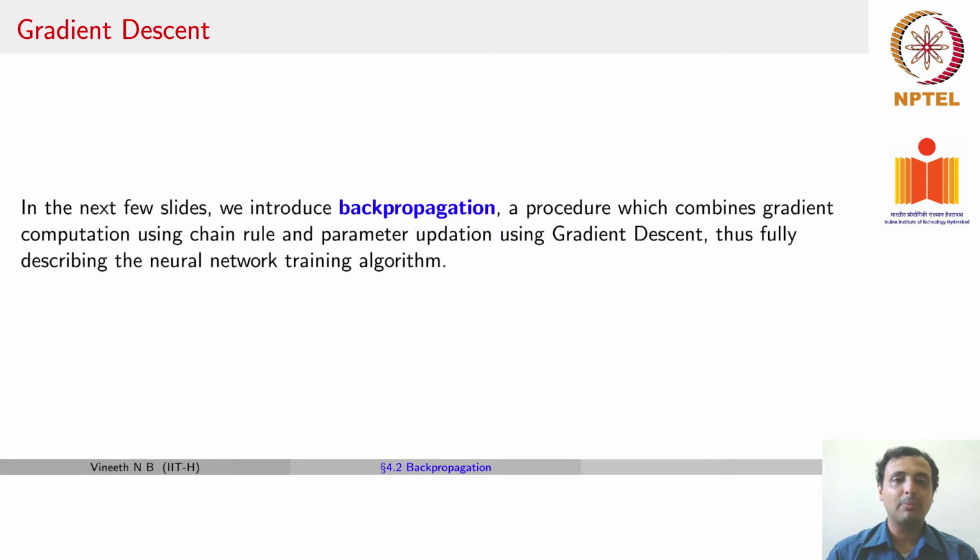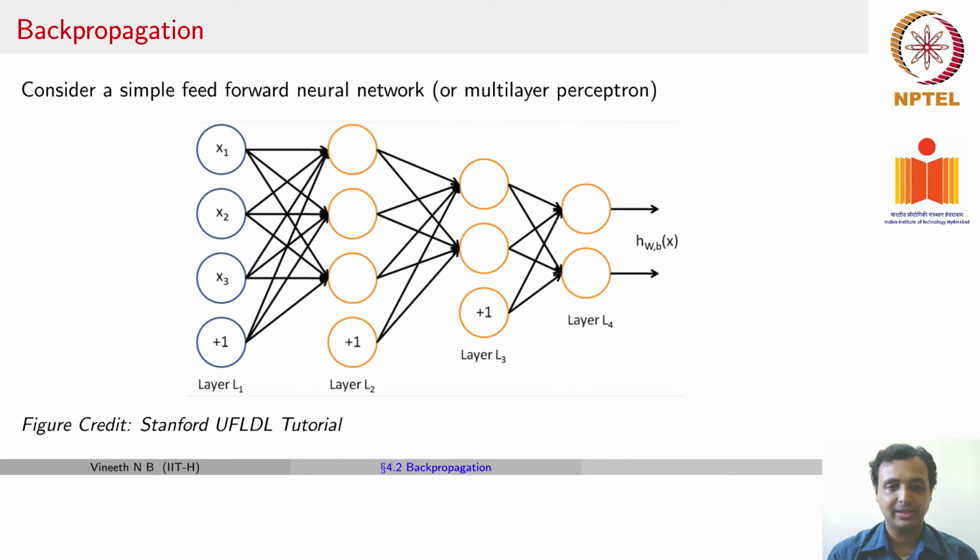This leads us to the popular methodology which we talked about in the history of neural networks too, which is known as backpropagation. Backpropagation is a procedure that combines gradient computation using chain rule and parameter updation using gradient descent. Remember, we said we want to minimize a loss function. We said gradient descent is the way to minimize that loss function. But then gradient descent needs computation of derivatives for which we need the chain rule. That's going to be the overall strategy for us to train the neural network. And let's see more details.